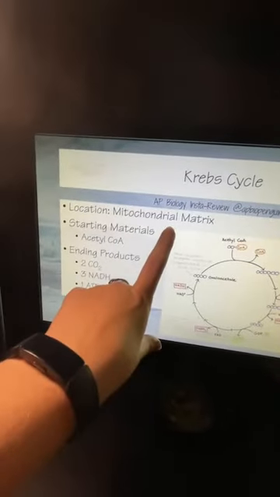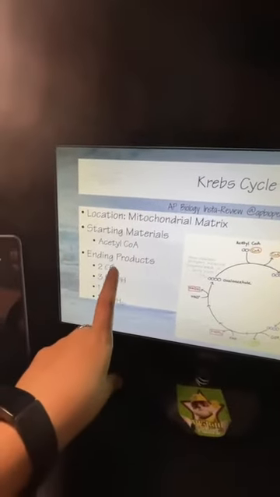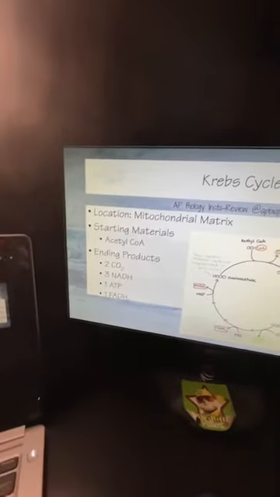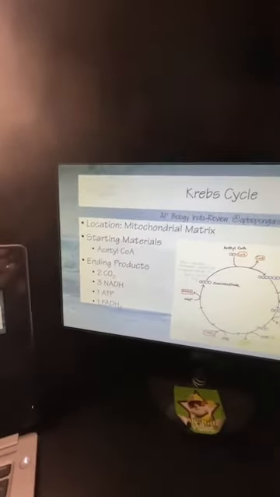So Krebs cycle is also going to take place in the mitochondrial matrix. It starts out with acetyl-CoA. We end up with 2 carbon dioxides, 3 NADHs, 1 ATP, and then 1 FADH2. And so, as we said before, acetyl-CoA has 2 carbons. So it's logical that when I completely break it down, I'm going to have 2 carbon dioxides coming out because I need to completely get rid of all the glucose.